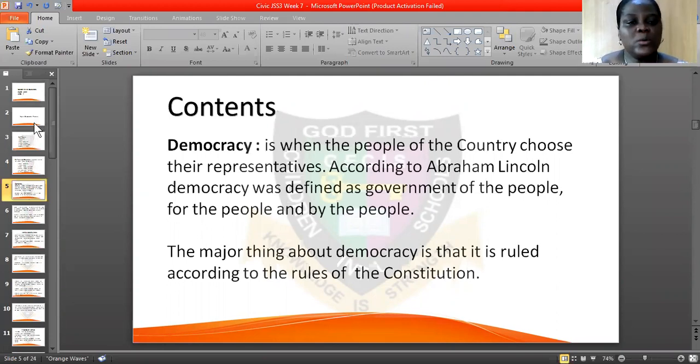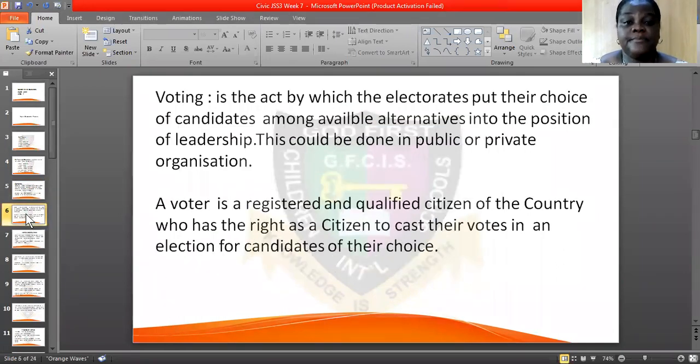Let's move to the next one, which is voting. Voting is when the electorate puts their choice of candidates, among so many other alternatives, into the position of leadership. That is voting. When people go out to cast their votes, to make their choice known, it is called voting. And it can be done in the public or in the private.